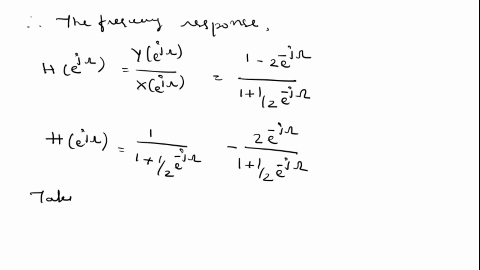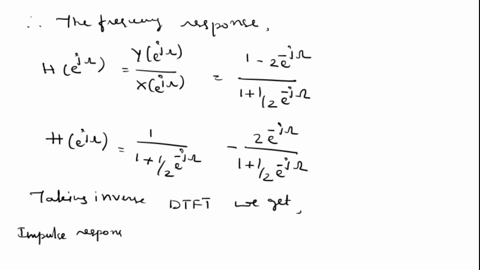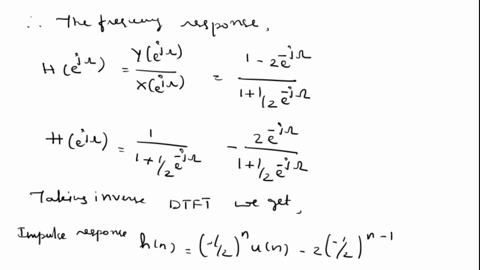Then taking inverse DTFT, we get the impulse response h(n) = (−½)^n u(n) − 2(−½)^(n−1) u(n−1).